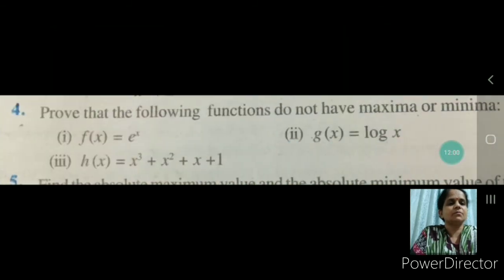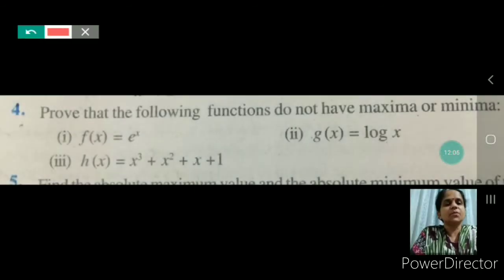Okay, now move ahead. Question number 4. The question is, prove that the following functions do not have maxima or minima. Students, I am going to solve only part 1. Okay, all these parts are very simple, so you can understand the other two also.